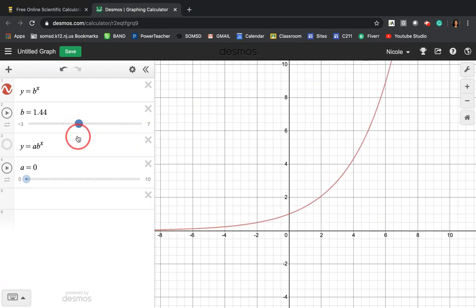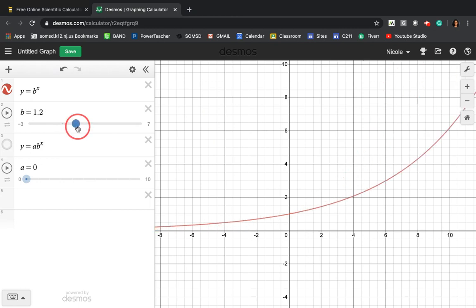Okay? Now I want you to pay attention to this number right here, b. As b gets smaller and closer to 1, it gets flatter and flatter. When it's 1, it's flat. It's no longer exponential. B cannot be equal to 1 because it's not exponential. It's just constant. 1 to any power is 1, right?